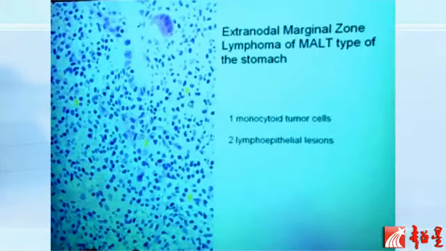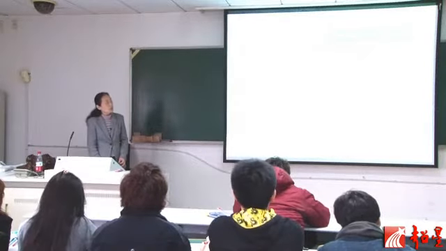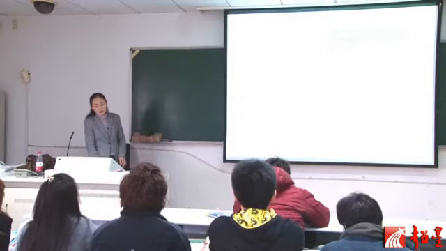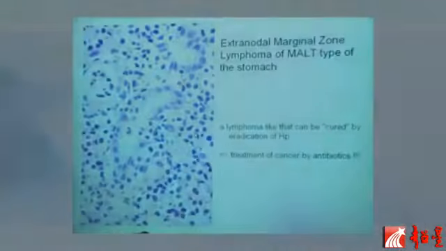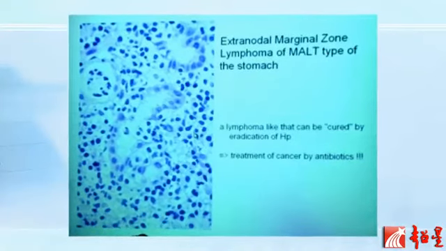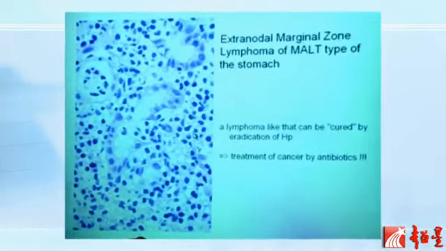In this kind of lymphoma, we can see monocytoid tumor cells, monocytoid tumor cells, and the lymphoepithelial lesion. That means the lymph cells infiltrate the epithelia. This is the character of lymphoma. This lymphoepithelial lesion.